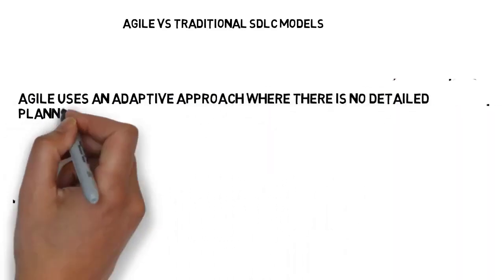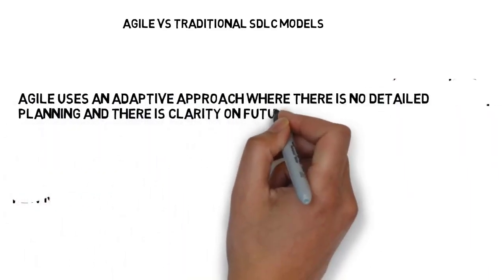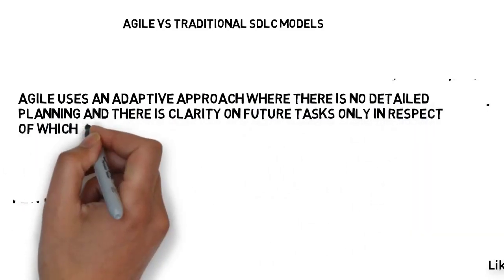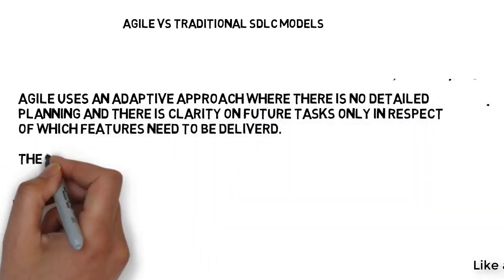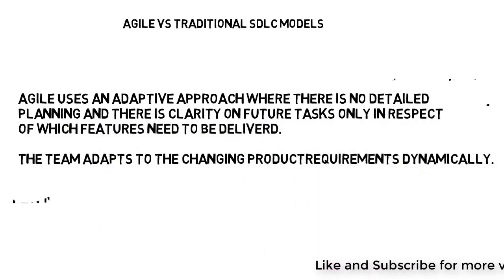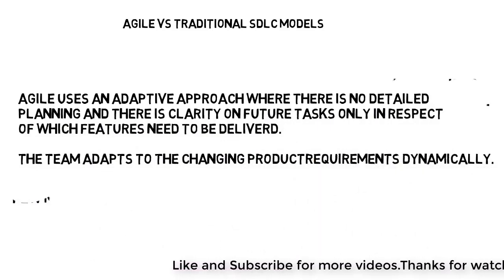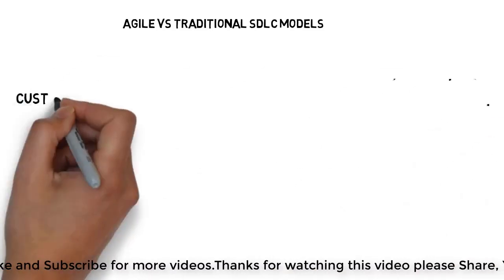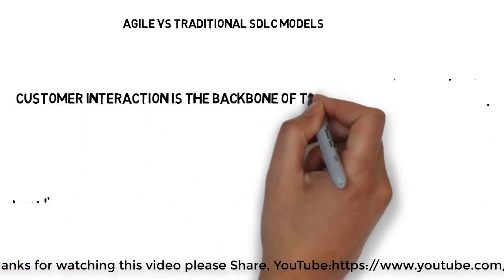Agile uses an adaptive approach where there is no detailed planning and there is clarity on tasks only in respect of which features need to be delivered, and the team adapts to the changing product requirements dynamically.